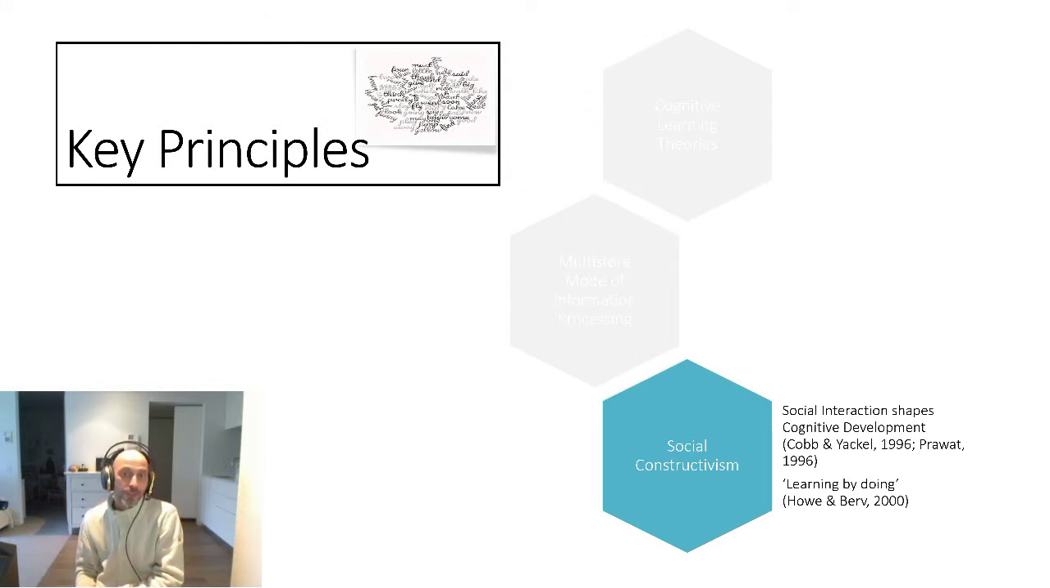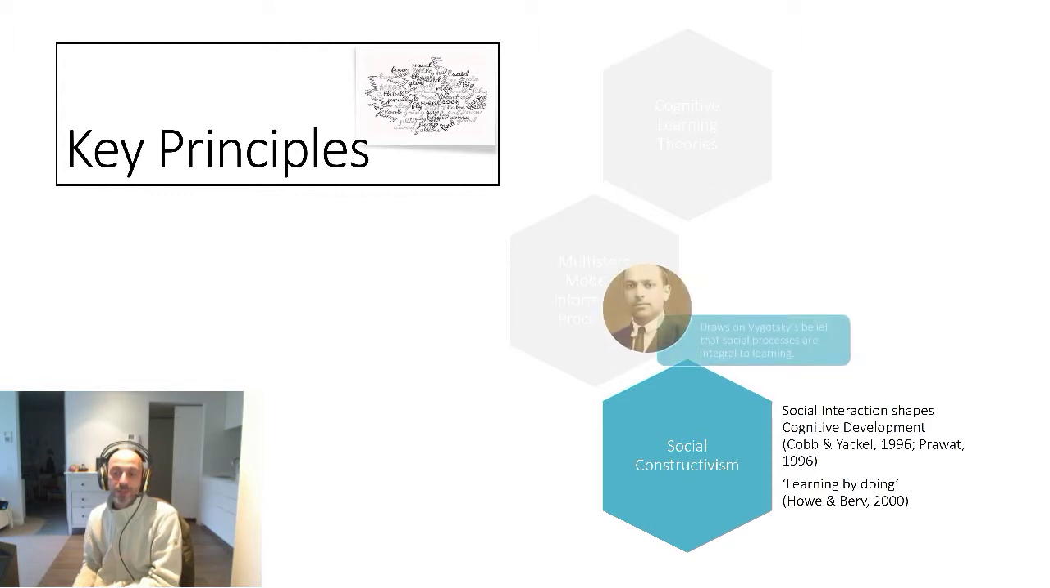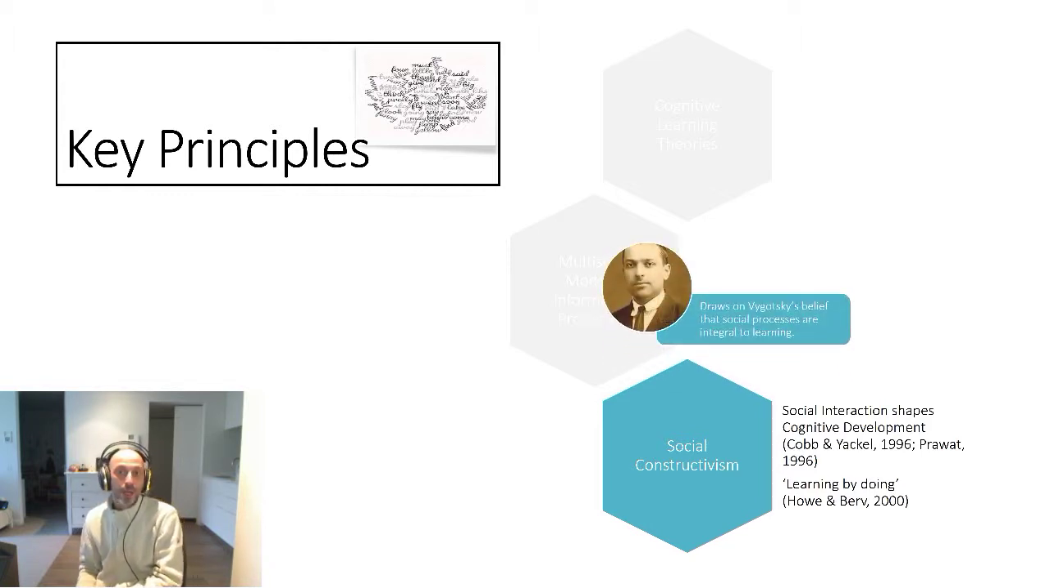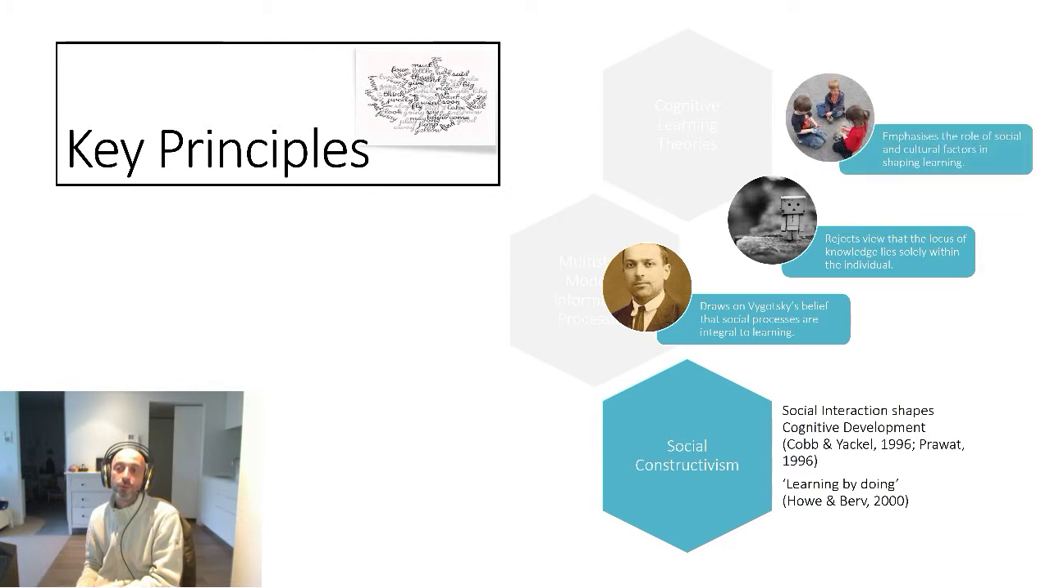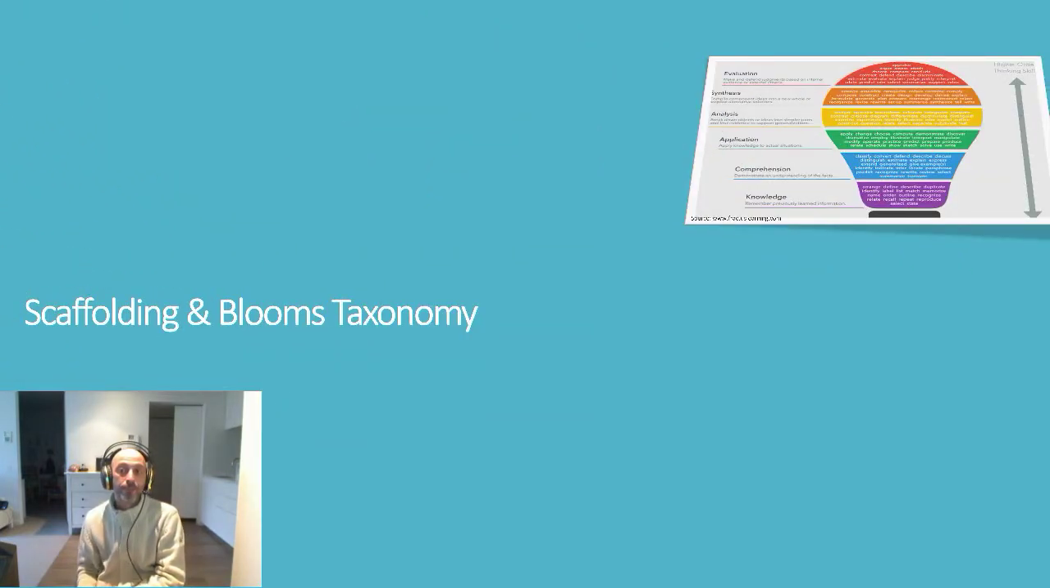And the last one really, which builds upon those previous theories, and which is what a lot of this work is based on, is social constructivism, which is really the concept that social interaction shapes cognitive development, and children and people learn by doing. So it draws on Vygotsky's belief that social processes are integral to learning. It does reject the view that knowledge lies solely within the individual, and emphasizes the role of social and cultural factors in shaping learning.